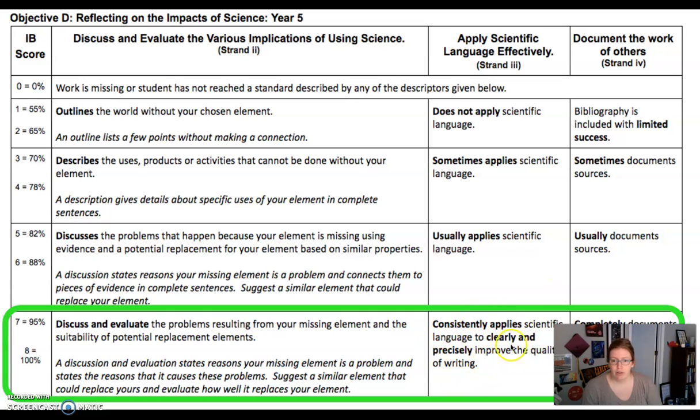So we want to make sure that when you're using scientific language, you're using it as clearly and precisely as possible. If there's a word you don't know, don't use it. Make sure that you look up words before using them in your project. And then this one is a pretty straightforward one where you're completely documenting all sources, which I think my video might cover up for you, but you can see it on your handout, so I'll show you in just a sec. So you're going to be making a bibliography of all the sources that you use, is what this column is all about. So again, the whole idea of our project: what would the world be like without an element? And to really bump it up a level, what's an element that could maybe replace it, and would it work?